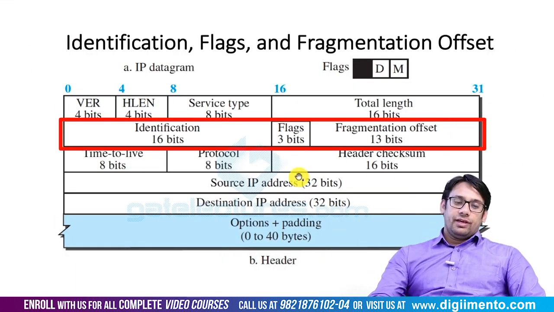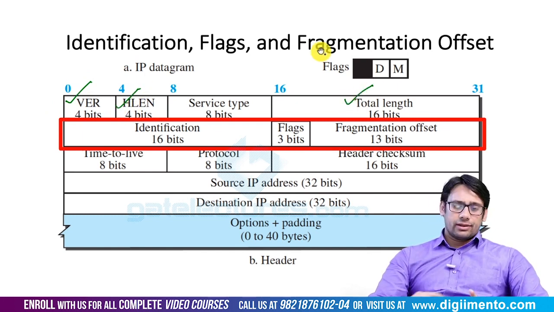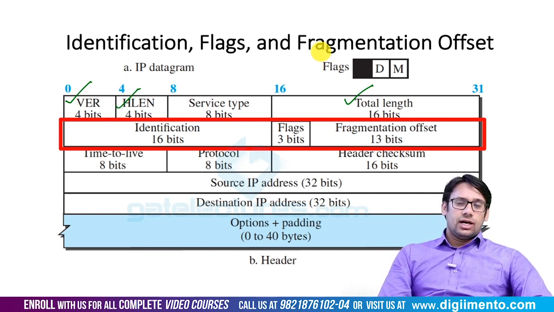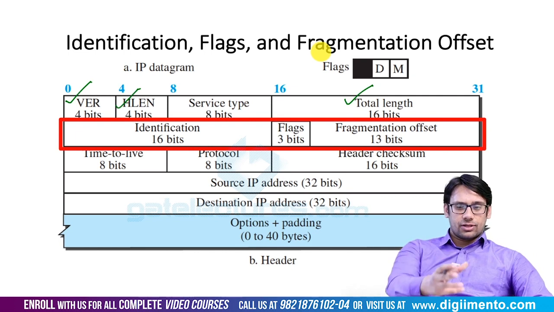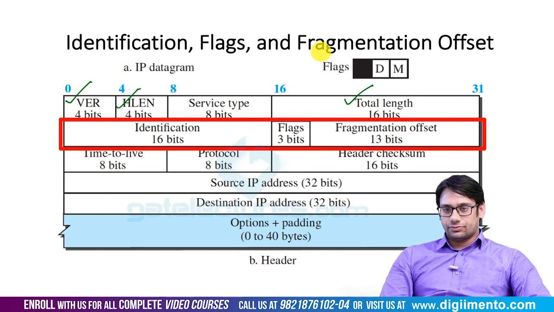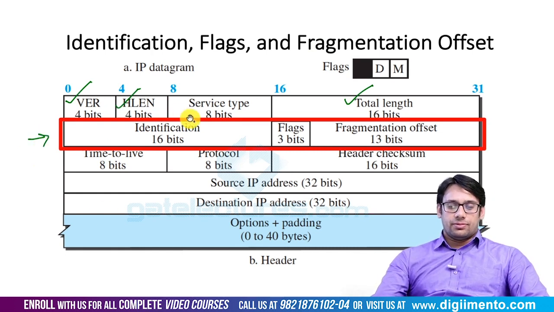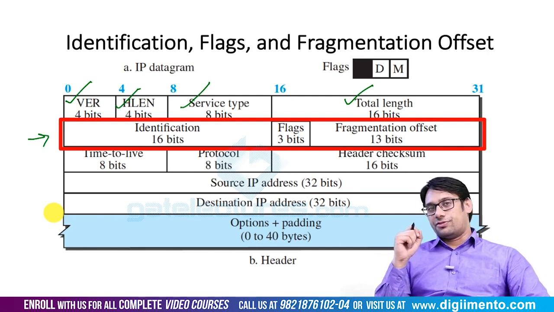Okay, now we have seen the version field, the header length field, and the total length field. We are going to discuss these fields in more detail in upcoming videos. I'm just giving you a brief introduction to all these fields one by one. So the next row here represents the identification, flags, and fragment offset.